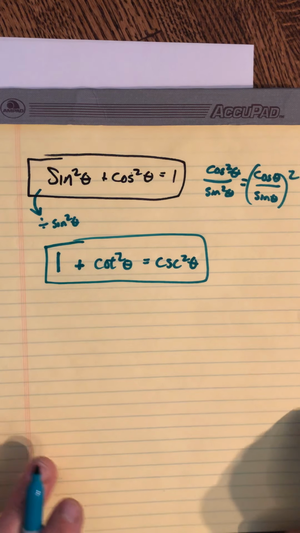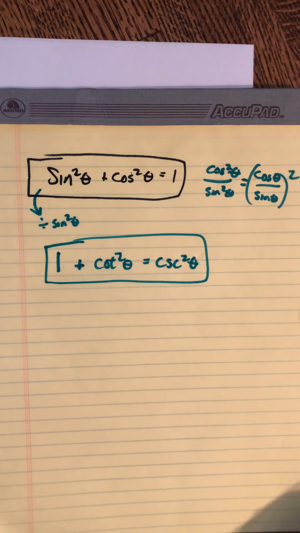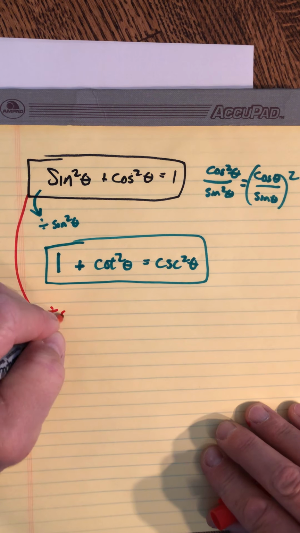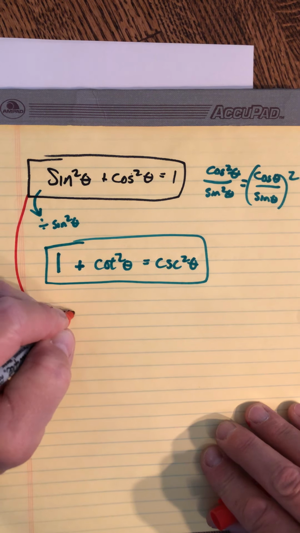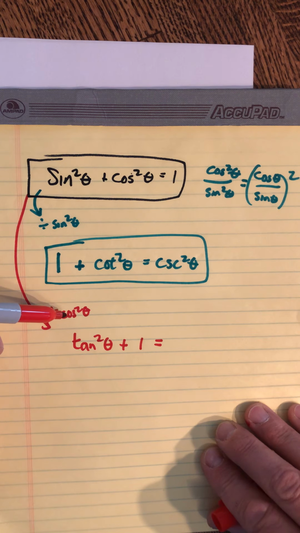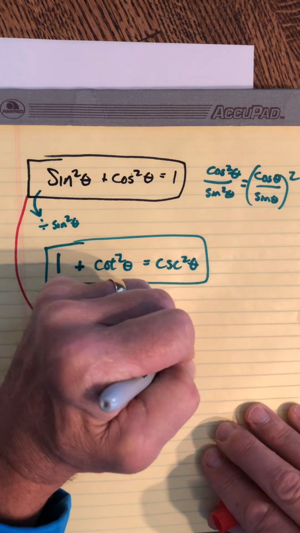Okay? And then, how we get to the third one is to start with this original one, and we divide everything by the cosine squared. So if you divide everything in the original by the cosine squared, sine squared over cosine squared is just the tangent squared, because sine over cosine is tangent. Cosine squared divided by cosine squared of theta is 1. And 1 divided by the cosine squared theta, 1 over cosine is the secant, and so 1 over cosine squared is the secant squared theta.